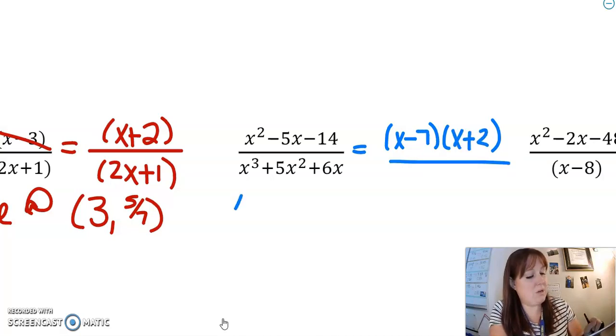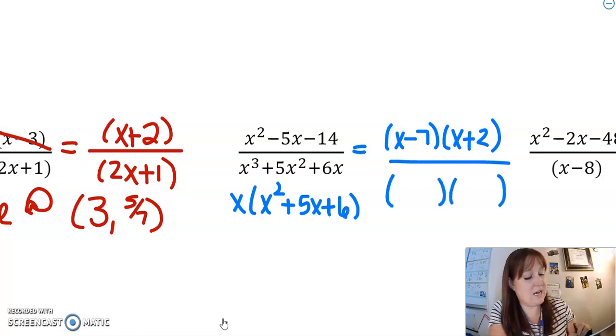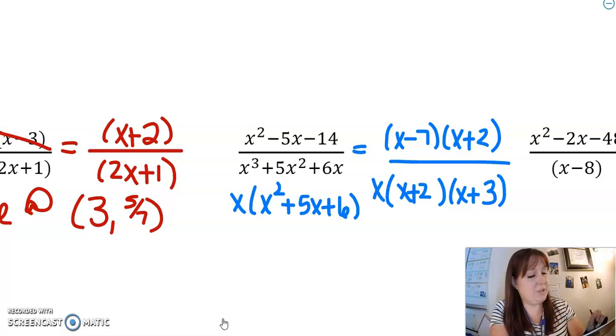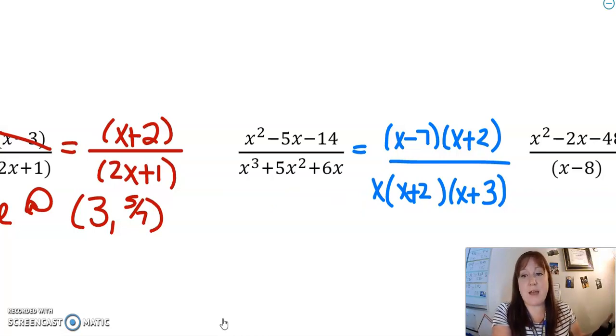And then I can pull an x out of the bottom, and I get x squared plus 5x plus 6. So what multiplies to 6 and adds to 5? That's x plus 2 and x plus 3. And I don't want to forget that x right there, because I pulled an x out of that to begin with. So this is the function. I just rewrote it factored. Remember, it just changed clothes, same function, just a different outfit.